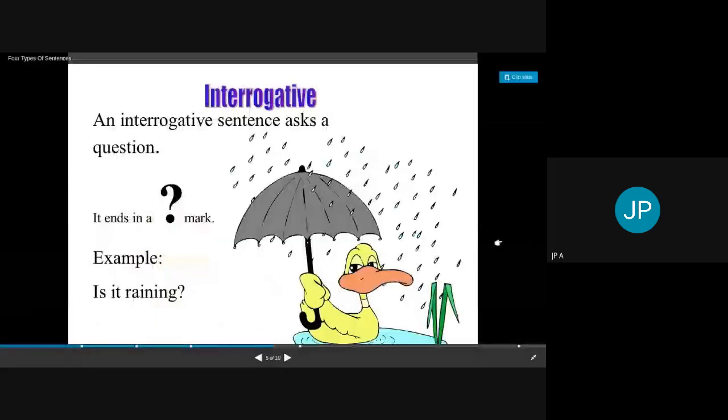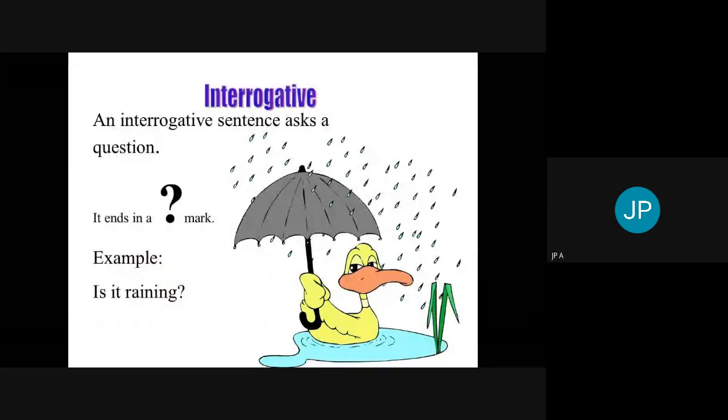And now the last type of sentence is called an interrogative sentence. So what is an interrogative sentence? An interrogative sentence is a sentence that is asking a question.